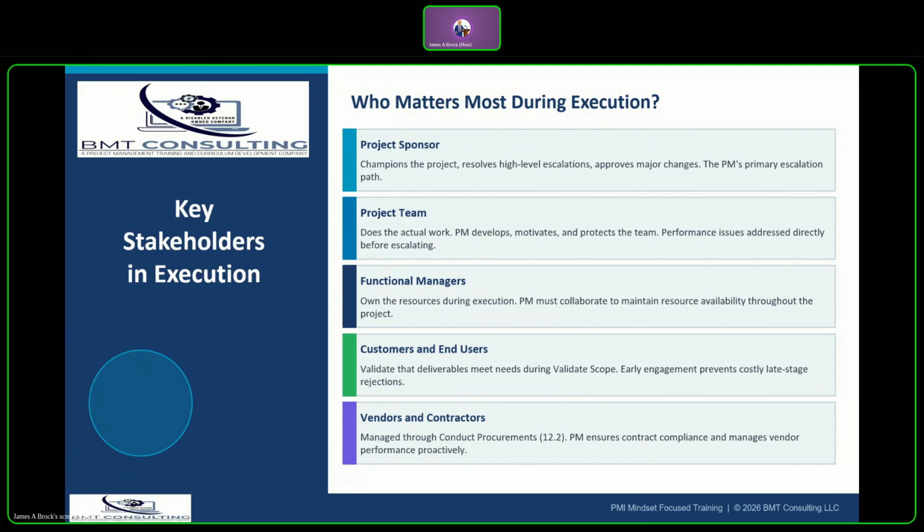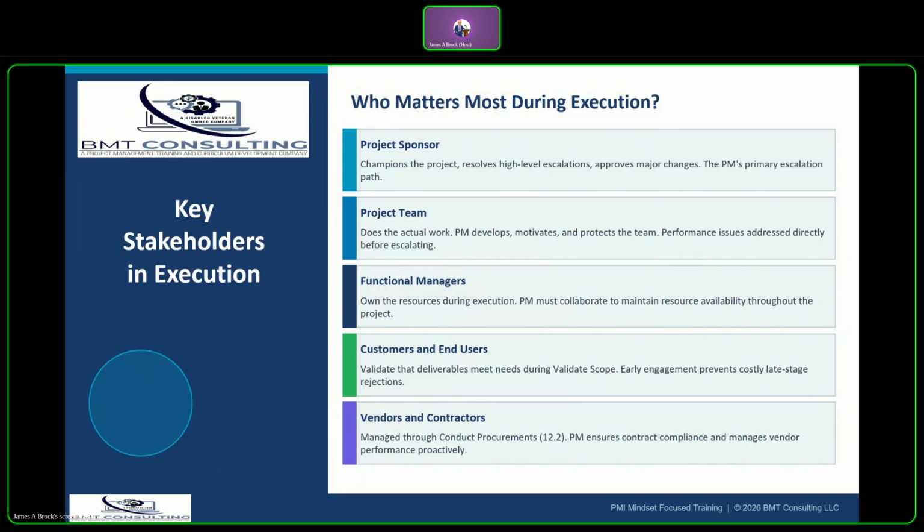Your functional managers. In a matrix organization or just a functional organization, team members still report to their functional managers. So the PM must maintain a collaborative relationship with those functional managers. Functional managers control your resource availability, and losing key resources during execution is a common source of project failure. So you really want to build that good relationship with those managers, which I've talked about before.